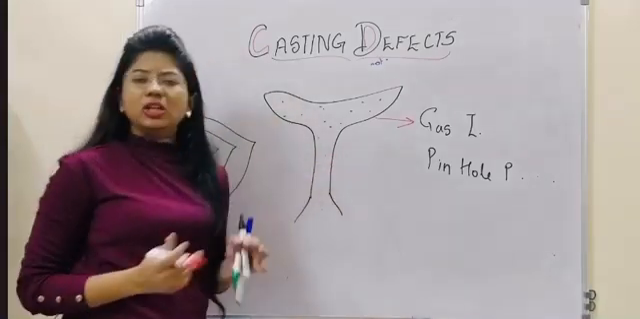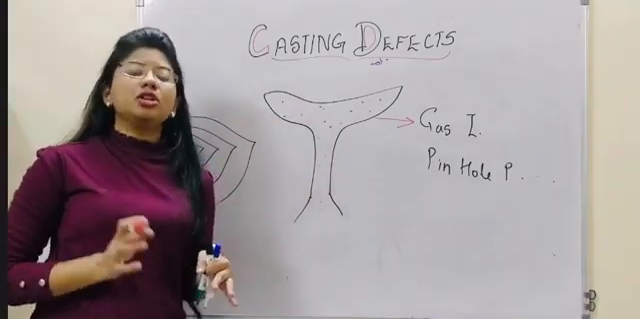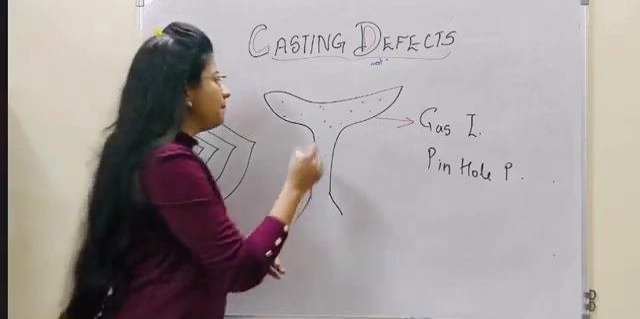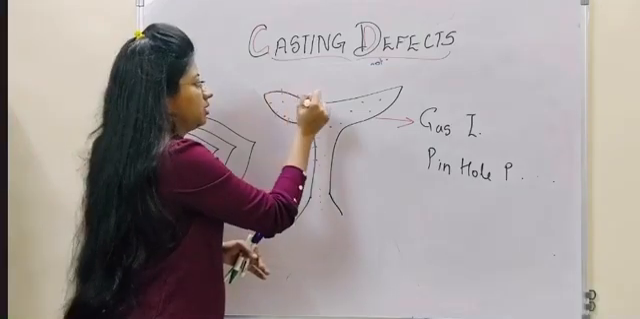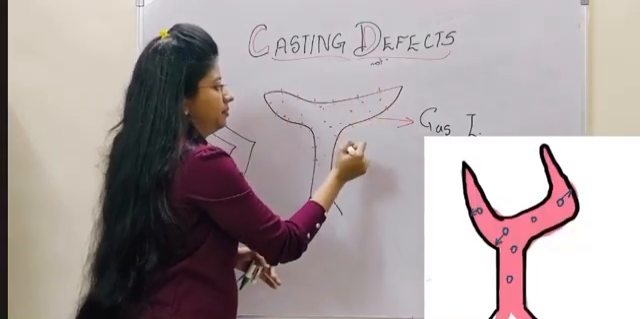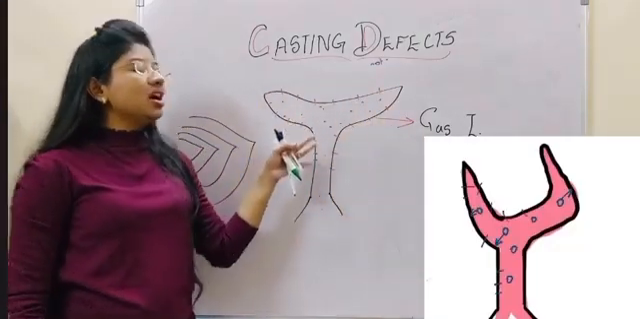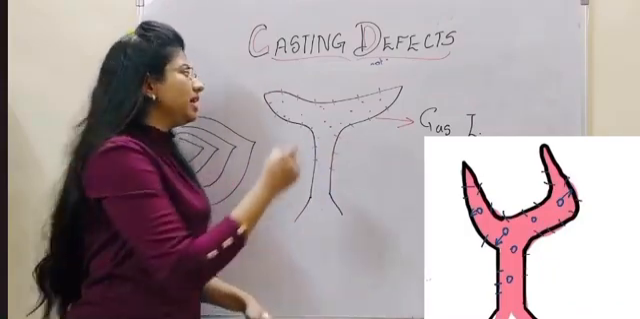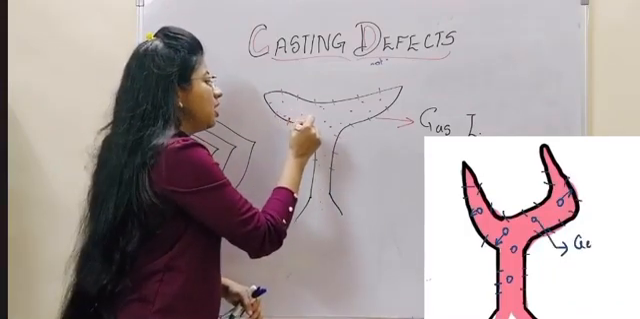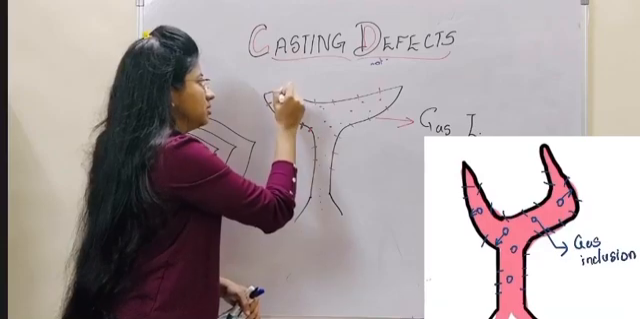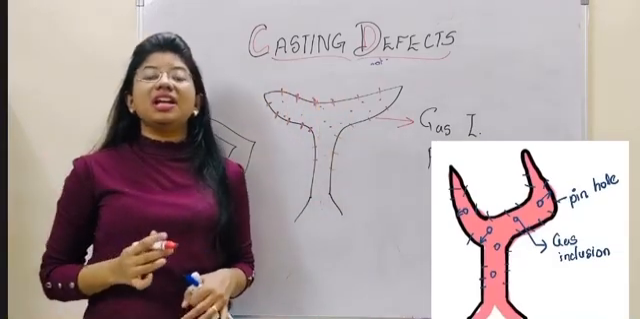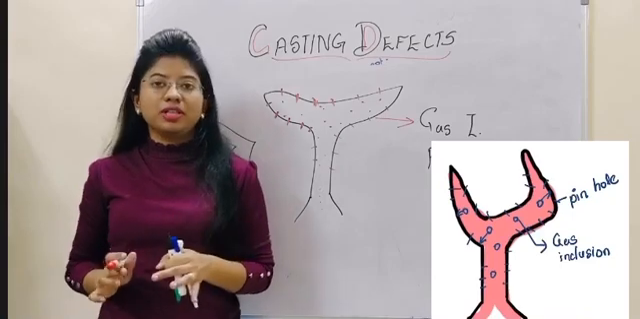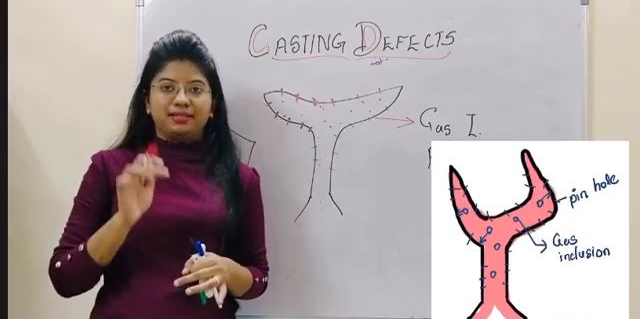Then what is pinhole porosity? It is also due to the entrapped gases, but what happens? These gases try to come in this area, and it is not escaping out. So it creates holes at the walls. So this porosity is called pinhole porosity, caused by the air entrapped gases.